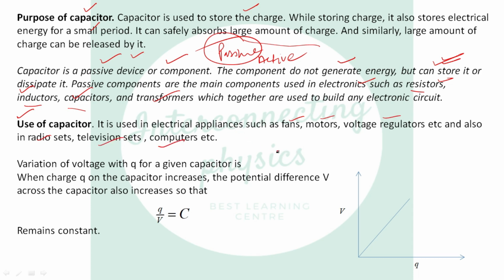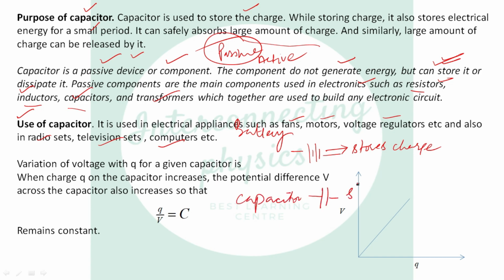Now, one thing is battery. You know battery? Battery also stores charge. And capacitor also stores charge. Then what is the difference between battery and capacitor? Actually, capacitor gives us a very huge amount of charge suddenly. But battery gives us the charge slowly.